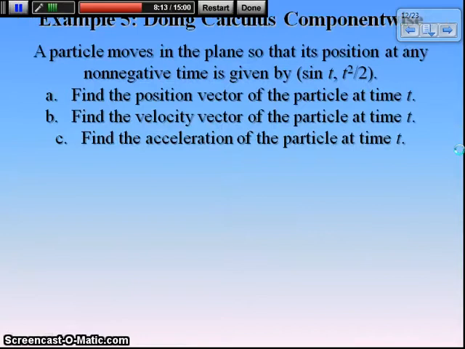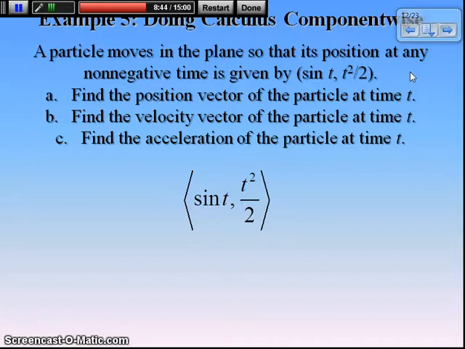Alright, now let's do some calculus. A particle moves in the plane, so its position at any point in time t, non-negative, is given by sine of t and t squared over 2. Our first job is to find the position vector. Now again, this here just represents a location, just like an xy coordinate point, if you will. Well, the position vector is just that point. That's very simple. The point describes location, position describes location, so there we go.